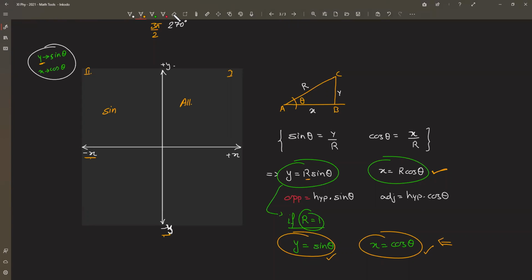But their division, sine by cos, that is negative by negative. So that will be positive. That means tan will be positive. In the last quadrant, x is positive. That means cos is positive. Y is negative. That means sine is negative. So here cos is positive. So that's how we get to this final conclusion, ASTC: in the first quadrant all positive, then sine in the second, tan in the third, and cos in the fourth.